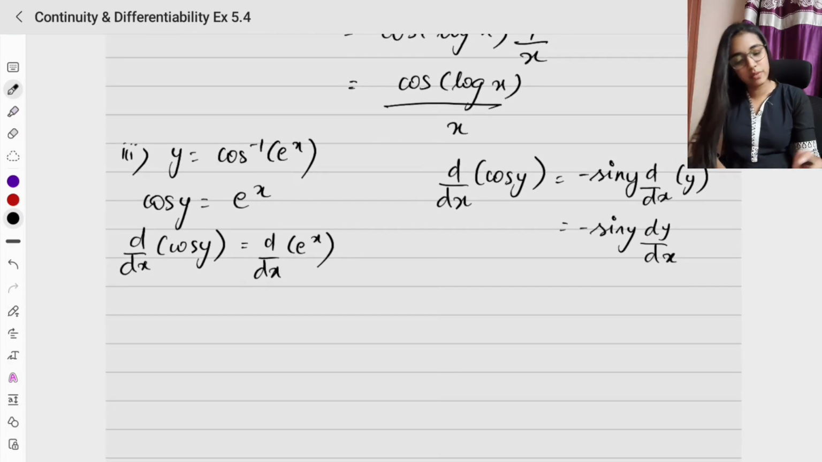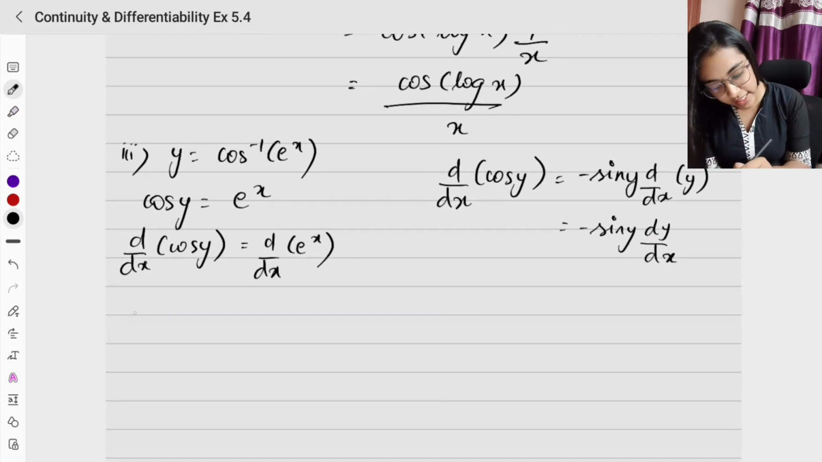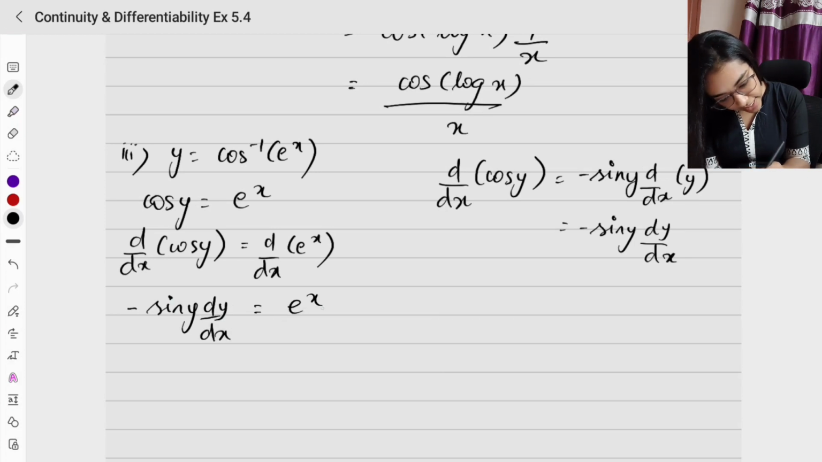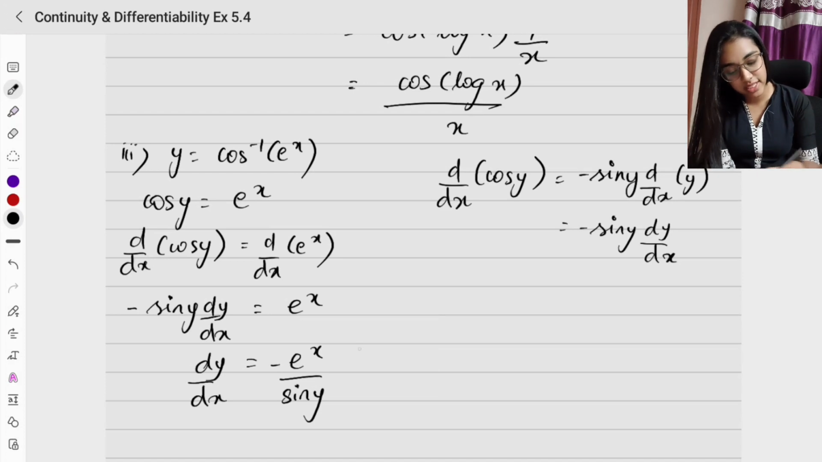And what is the derivative of e to the x? It is going to be e to the x. So at this point, what will the LHS be? I have minus sin y dy divided by dx equals e to the x. So what is dy by dx? It is equal to e to the x divided by minus sin y. I'll write the minus in the numerator. So minus e to the x divided by sin y.